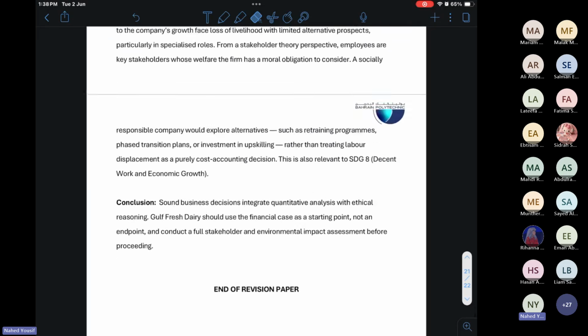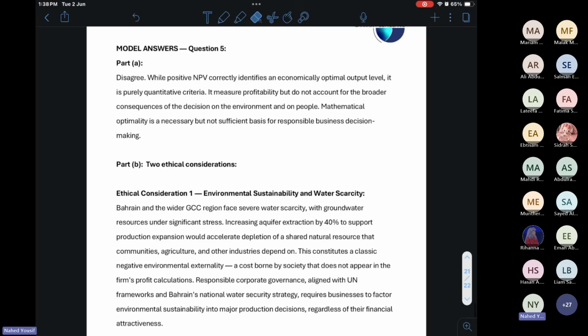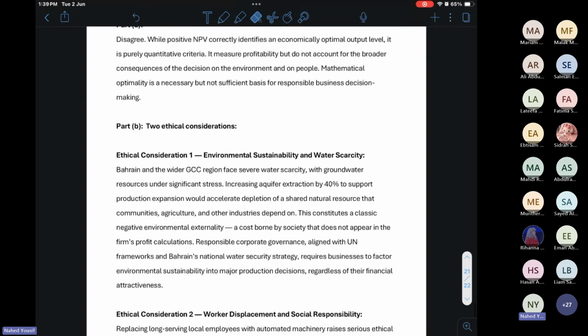Here we have a model answer for you. In one model answer, he said he disagrees. Yes, we got a positive NBV, but it measures profitability and does not account for the broader consequences, which is not considering the environment and people. Mathematical calculation is necessary, but not sufficient to take a decision. This is the first answer here.